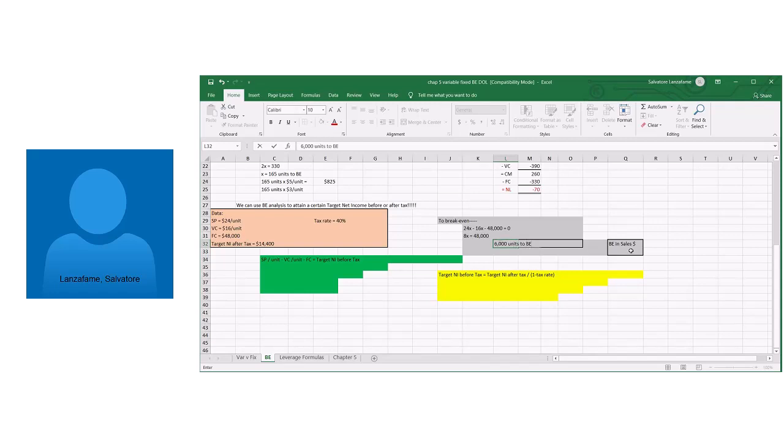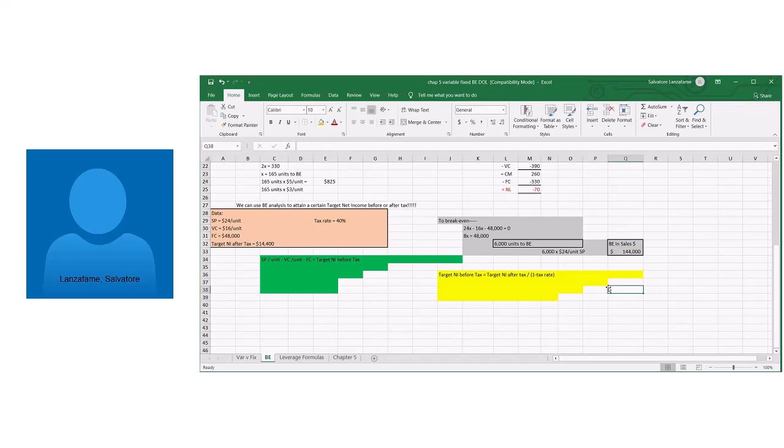And what would be the answer in break even in sales dollars? If you said, hey, you have to take 6,000 and multiply it by the $24 selling price, you are right. So let me do that math real quick. 6,000 multiplied by 24, 144,000 in order to break even.